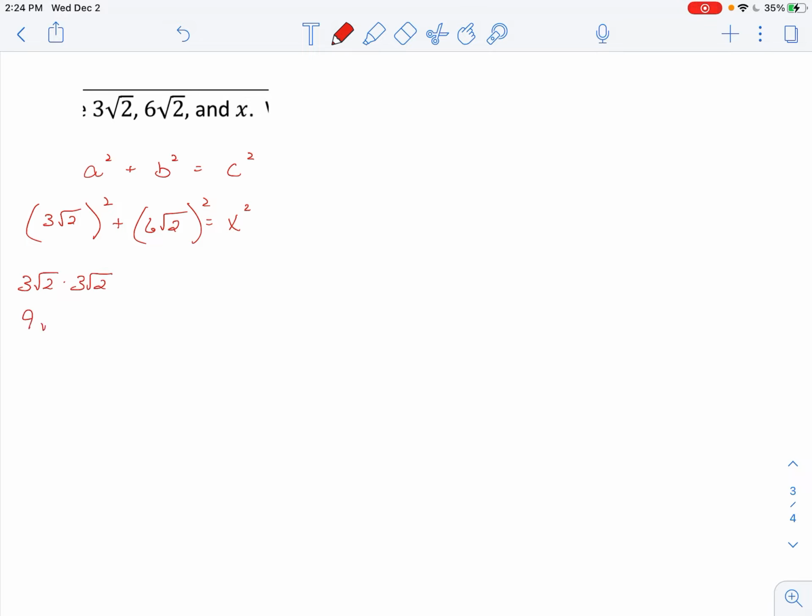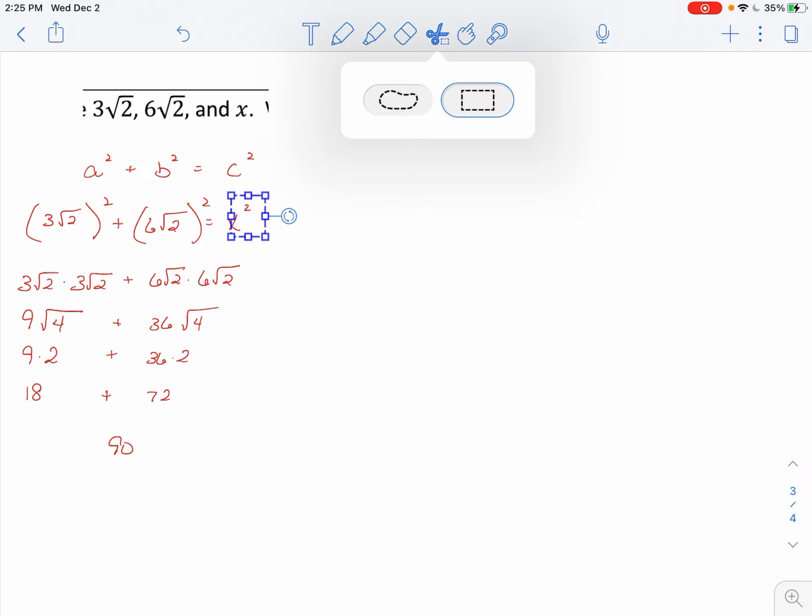So I'm going to get 3 times 3, root 2 times root 2. The square root of 4 is a 2, so I end up at regular 18. But I'll have to also add on whatever 6 root 2 squared is. So that means 6 root 2 times itself. 6 times 6 is 36. Root 2 times root 2 is square root 4. But I know the square root of 4 is the number 2. So all that just turns out to be 18 plus 72. So 90 is on the other side of the equal sign.